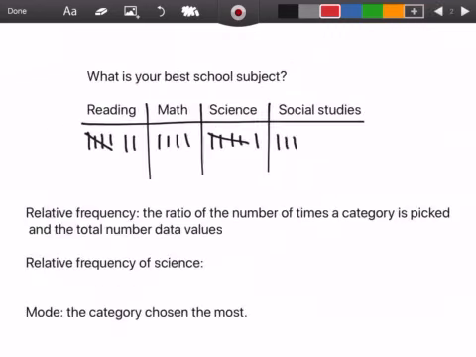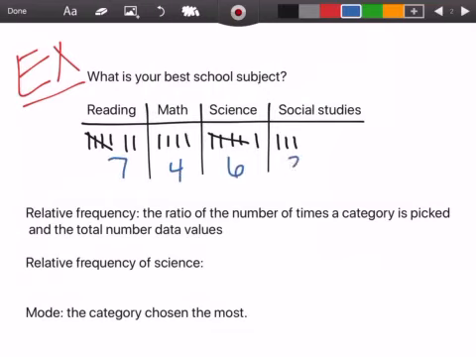Now, we have a couple of things that we can do with categorical data. So I want to give you an example. I went with what is your best school subject. So I asked some people what's their best school subject, and I put tally marks under the subjects. So what I'm going to do now is count up my tally marks. So for reading, there are 7, 4 for math, 6 for science, and 3 for social studies. And it's always a good rule of thumb to go ahead and figure out your total. So we add these up. 7 and 3 is 10, 4 and 6 is 10, so we asked a total of 20 people.